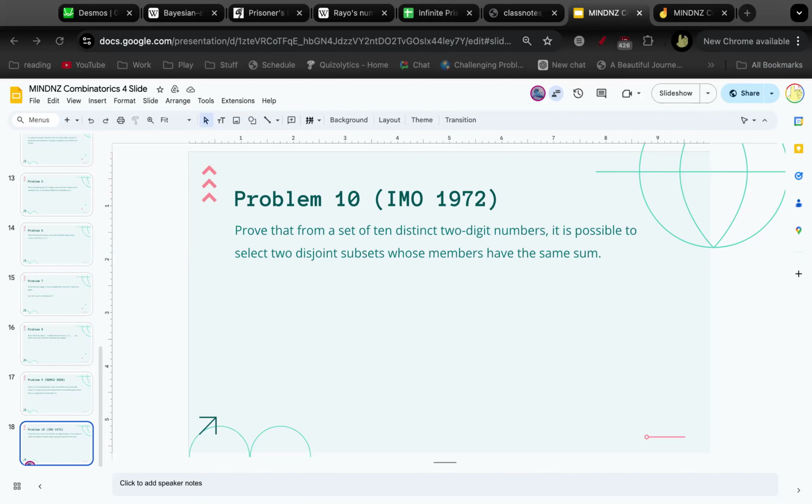Suppose that we have two sets that have the same sum, but they are not disjoint. They share some common elements. How can we modify these subsets such that they are disjoint and still have the same sum?